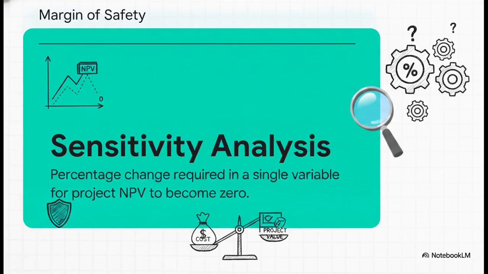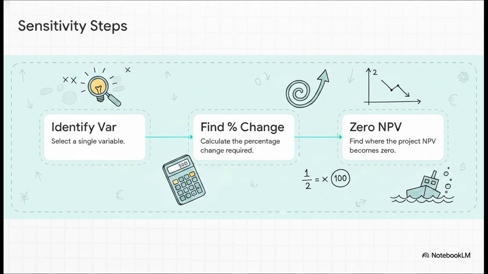Sensitivity analysis is fantastic for this because it isolates just one specific variable at a time. It asks a very blunt, direct question: how wrong can our estimates be before this investment just completely turns into a bad idea? Okay, so here's the exact 3-step process you need to pressure test your project. First up, you have to isolate a single variable. Never do multiple at once, okay? Just one.